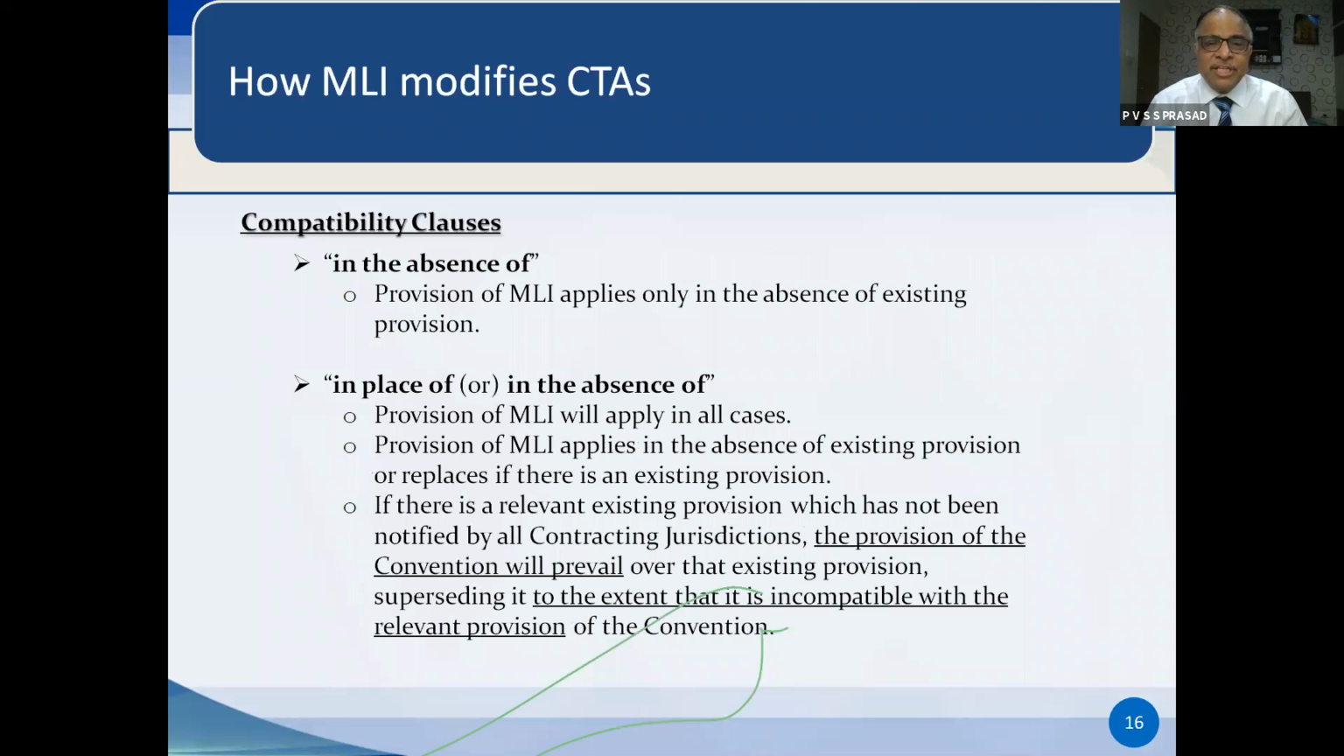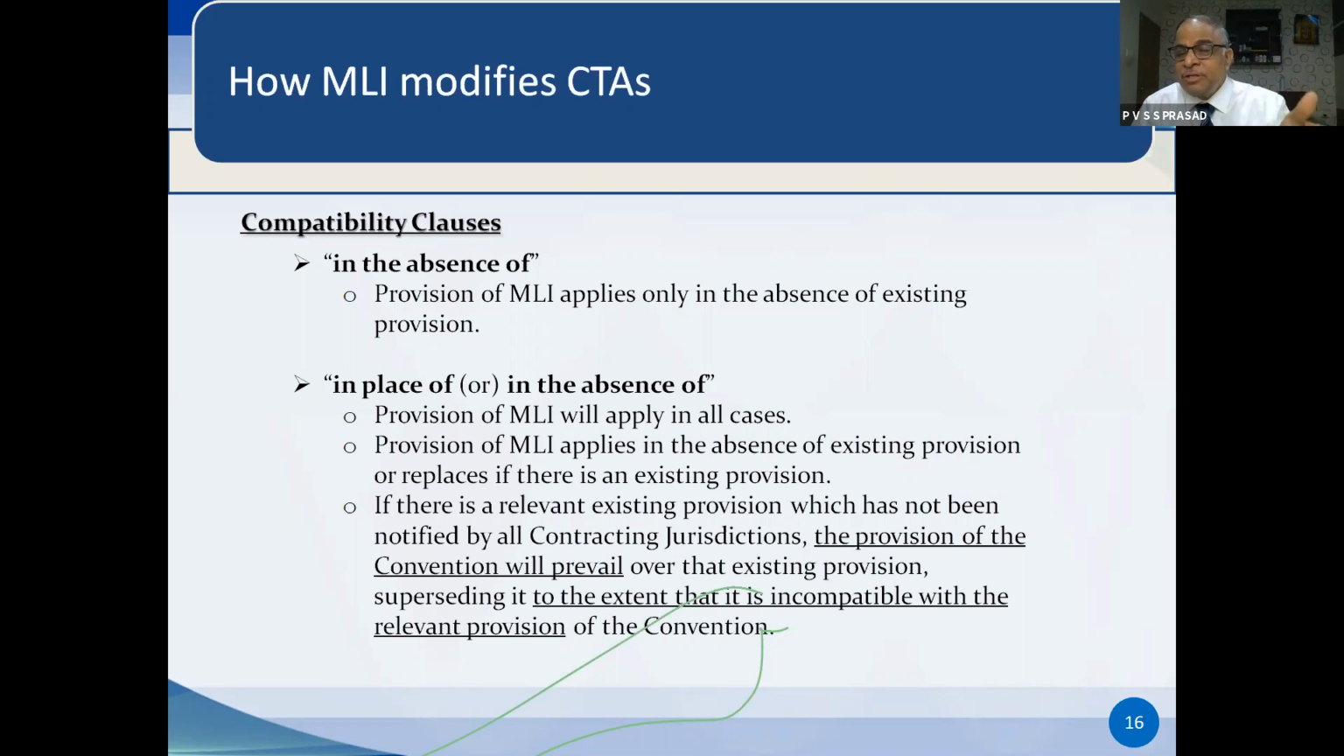Then you have "in absence of". That means we want to have one particular provision to protect the interests of the countries, but that provision is not there in the existing treaty. If it is absent in the existing treaty, only then would this compatibility clause related article apply; otherwise it would not apply. But if you go to the all-pervasive compatibility clause, that is "in place of or in absence of", it is going to cover all situations and there would be no exception.